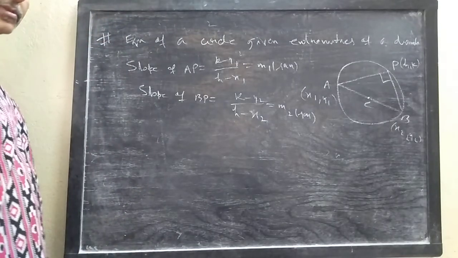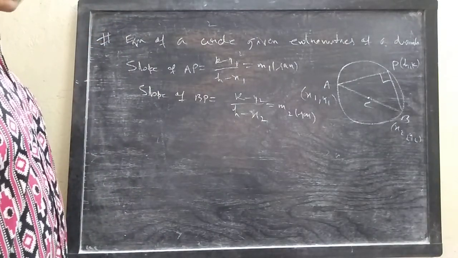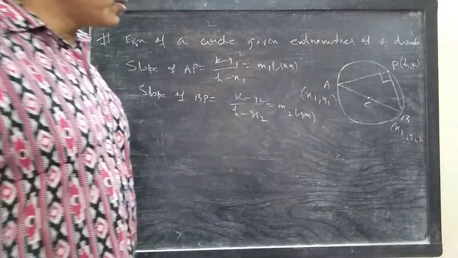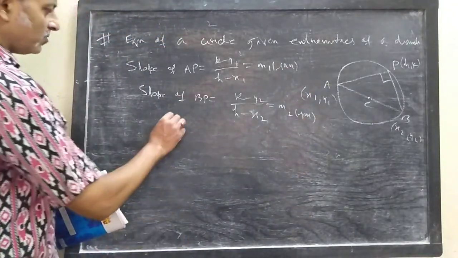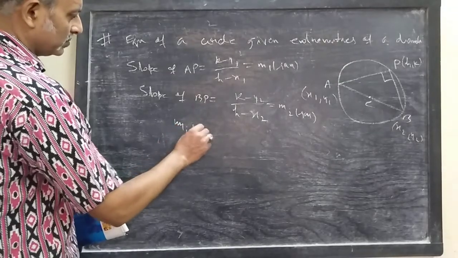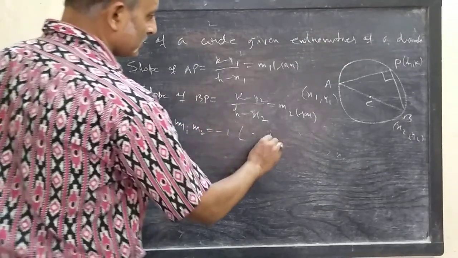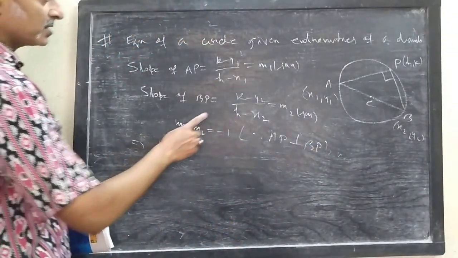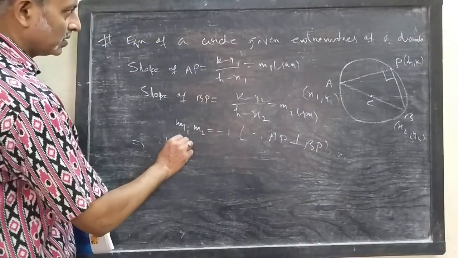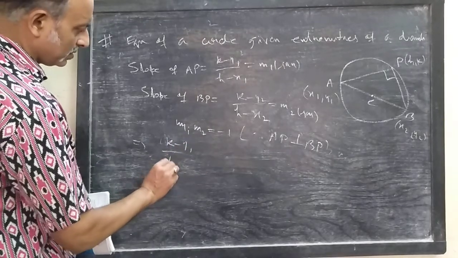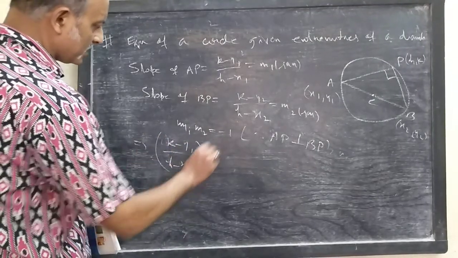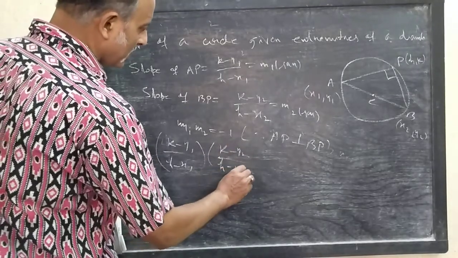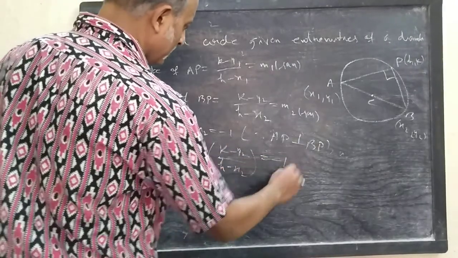We know when two straight lines are mutually perpendicular, then the product of their slopes is minus 1. Now as angle APB equals 90 degrees, the slope of AP into slope of BP is minus 1. That is M1 M2 equals minus 1. Since AP is perpendicular to BP, you get (k minus y1) by (h minus x1) into (k minus y2) by (h minus x2) equals minus 1.